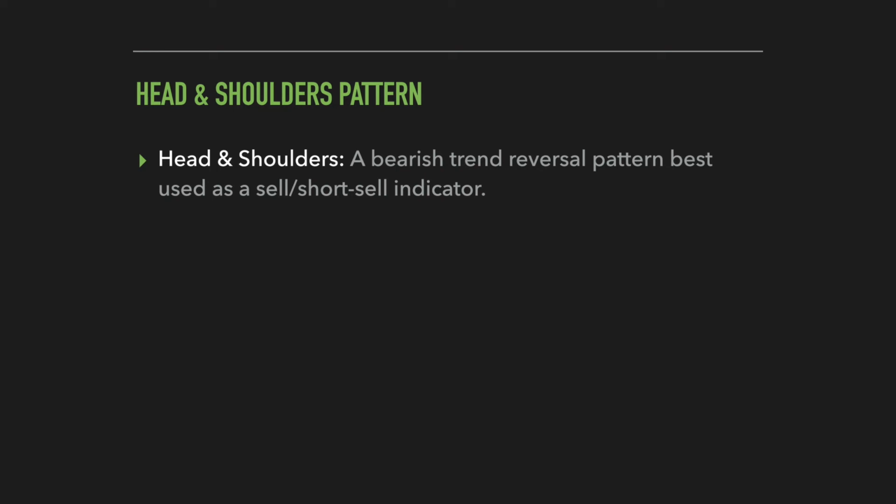The next chart pattern that we're going to discuss is known as the head and shoulders pattern, which is a bearish trend reversal pattern best used to sell or to short sell. Now, if we think back to when we were talking about bull flags and bear flags, I mentioned that pretty much any chart pattern that you can find in the stock market can be put into one of 2 categories. It can be described as a trend continuation pattern or a trend reversal pattern. Bull flags and bear flags, for example, are trend continuation patterns, but on the other side of the spectrum, the head and shoulders pattern is going to indicate a reversal from an uptrend into a downtrend.